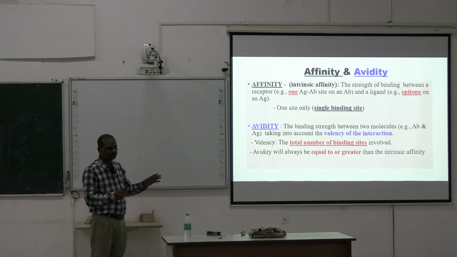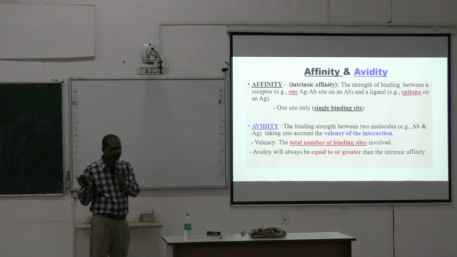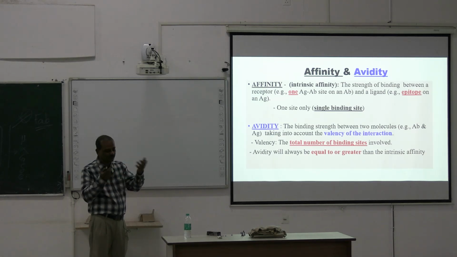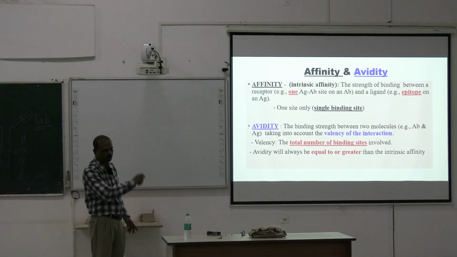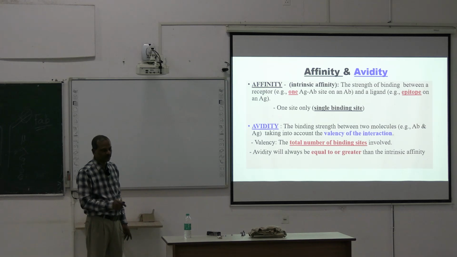And in the primary response, what happens? Well, less number of binding sites are there. So, avidity will be less. In secondary response, when we get a second infection, since the numbers are very high, avidity will be more. Do you get my point?